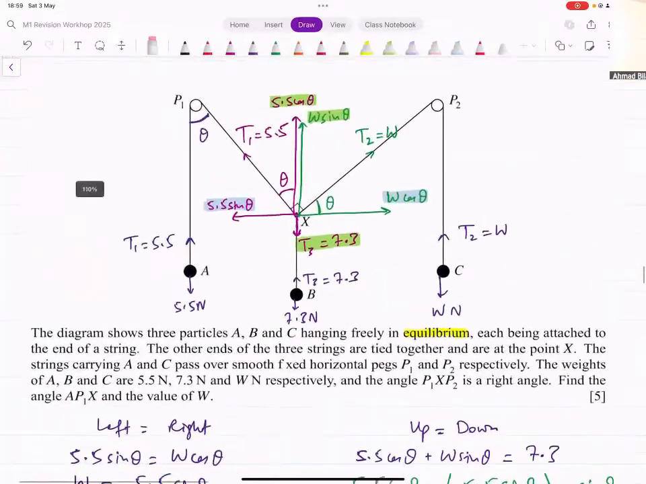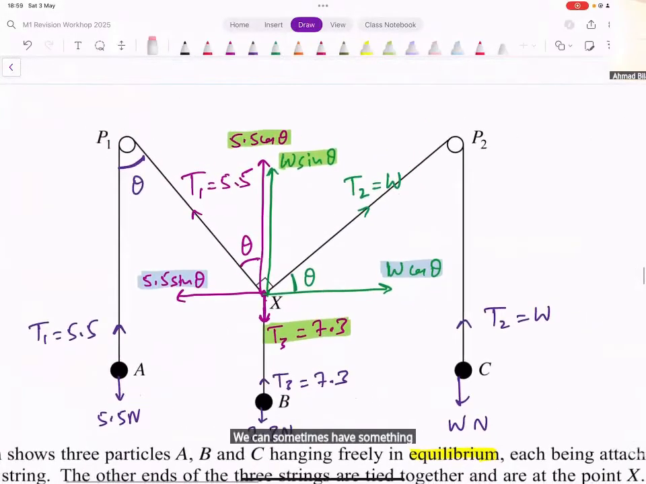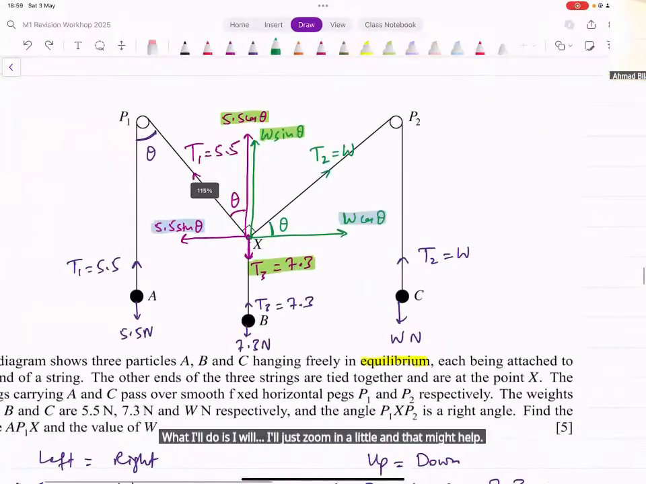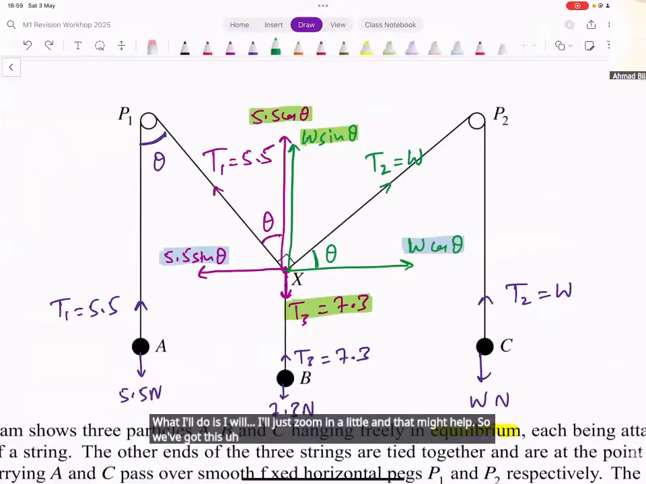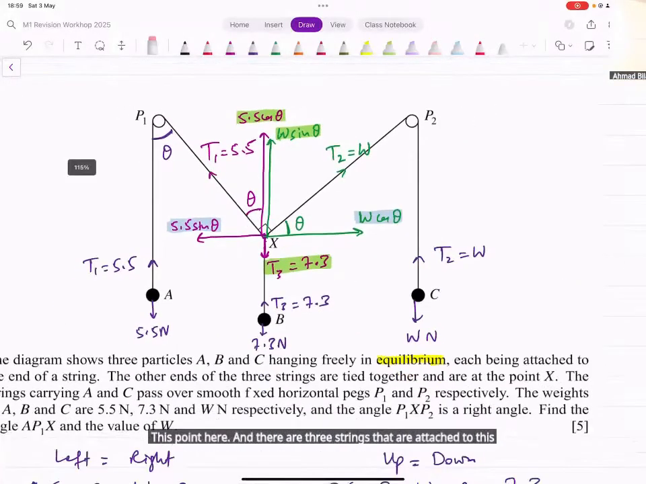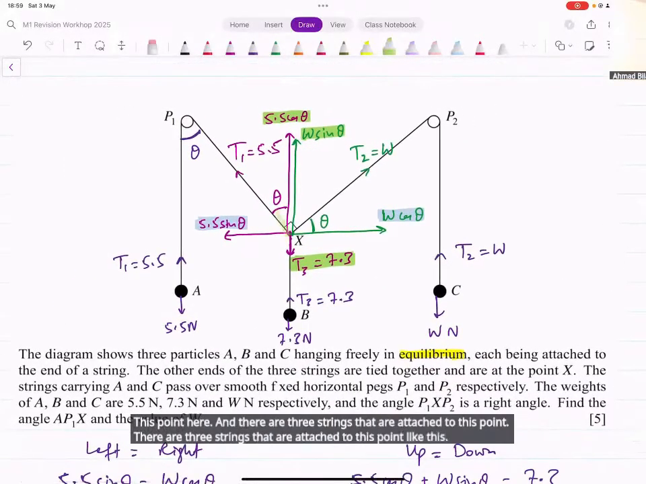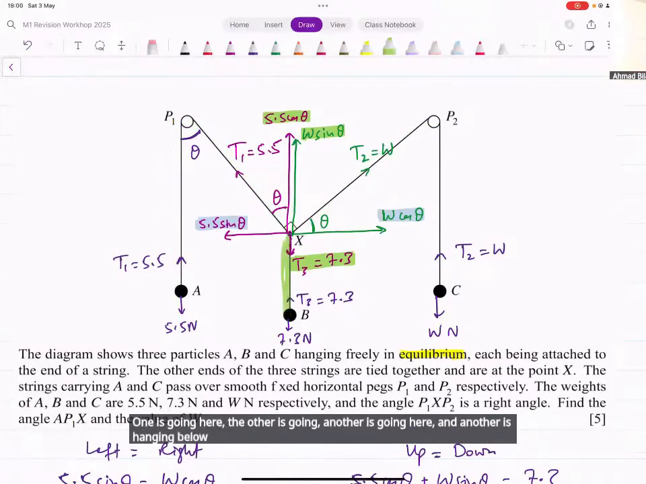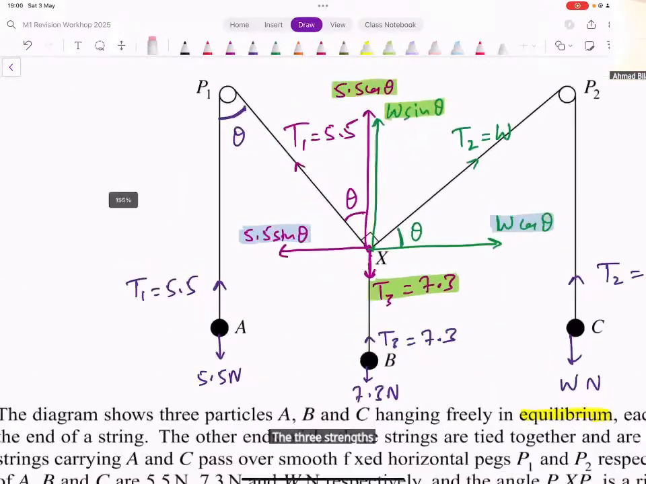We can sometimes have something a bit more complicated like this as well. What I'll do is just zoom in a little, and that might help. So we've got this point X in the middle, and there are three strings that are attached to this point. One is going here, another is going here, and another is hanging below like this. There are three strings. Now consider the one on the left side.